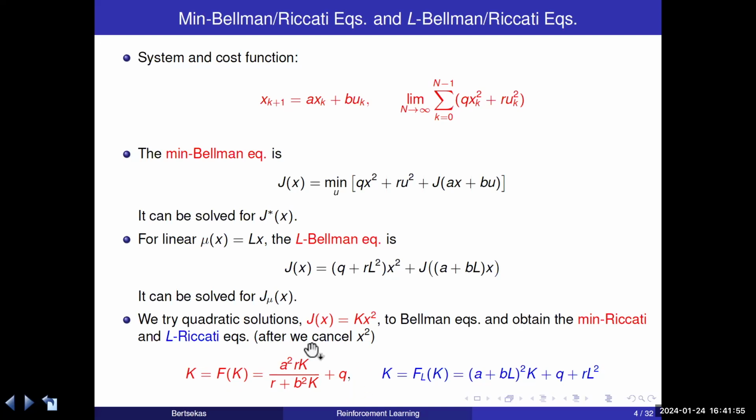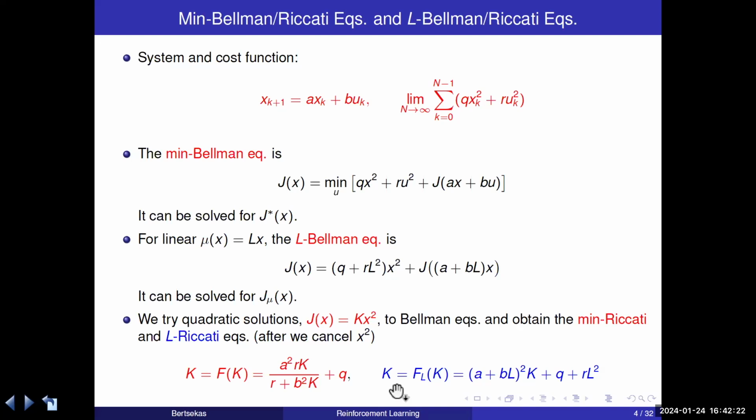And this operator here, we call the Riccati operator. It's a function of k, a nonlinear function of k. Now, the L-Bellman equation is obtained from here, plugging in kx squared, and we get similarly this expression. And this is the L-Riccati operator, which is given by this expression.